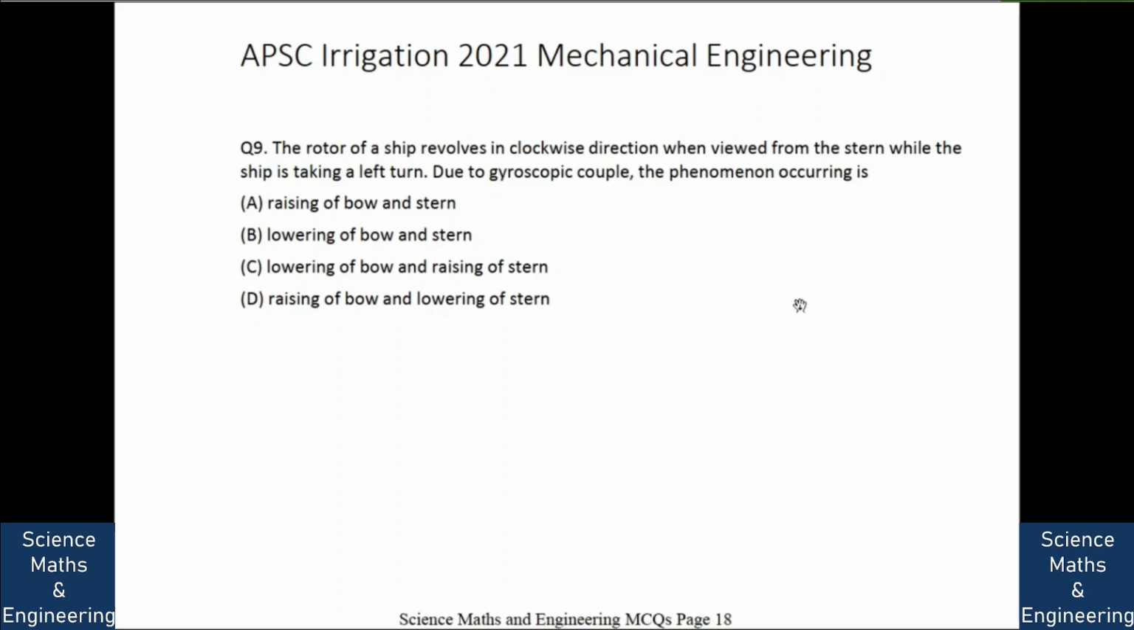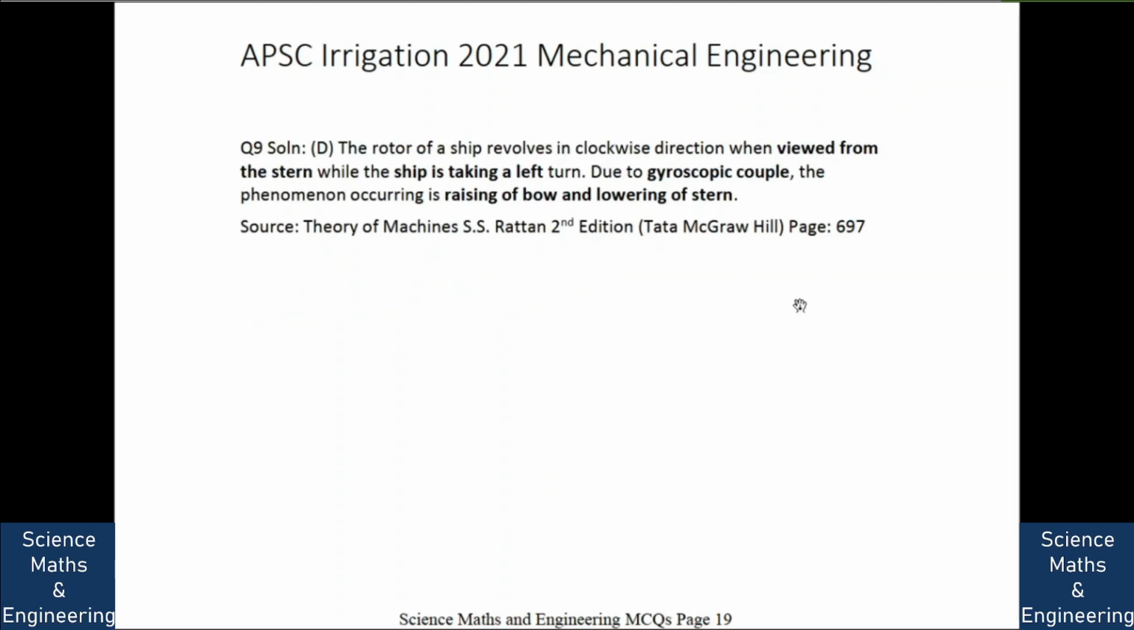So you can pause and think of the answer. So the answer is D, which is raising of the bow and lowering of the stern. Okay, so we'll go to the next question.